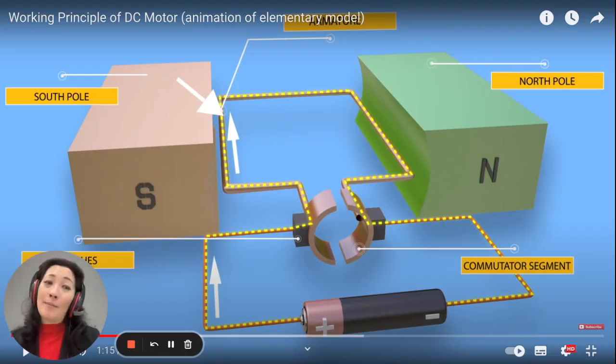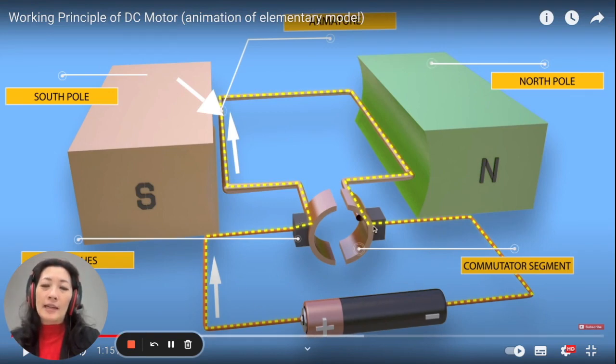Here's an excellent animation video which we can find on YouTube that shows the working principle of a DC motor. If you'd like to have the link to this YouTube video, I put it in the description below. This is not my video, so thank you very much to the makers of this YouTube video for this very excellent animation. So you can see here, we have the DC power supply connected to the coil.